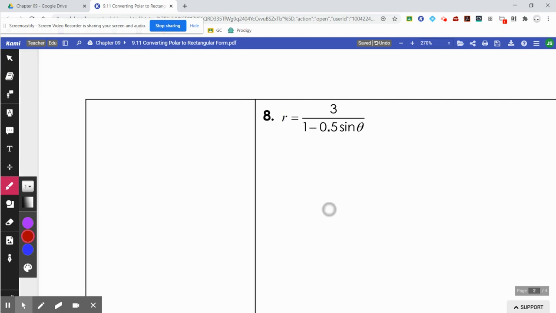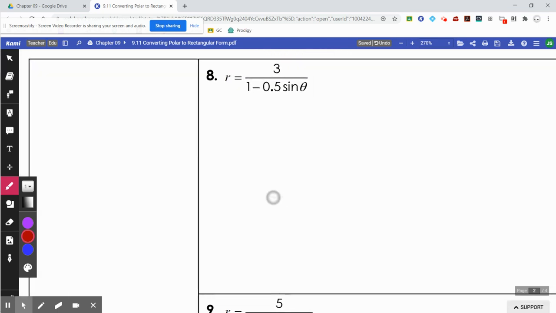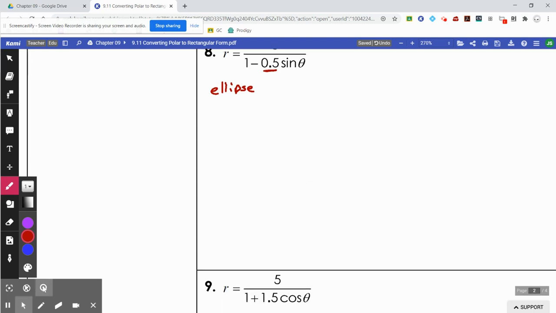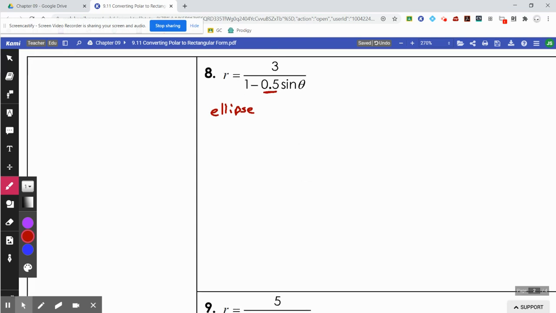Okay, the next one. Let's check this one because I believe we might have something different here. Our eccentricity right here is going to be 0.5, so this should be an ellipse. The conversion, though, is going to be the exact same thing. Multiply everything by the bottom. Gives you r minus 0.5, and I'm actually going to replace that with 1/2 just because it's easier to work with. 1/2 r sine theta is equal to 3.